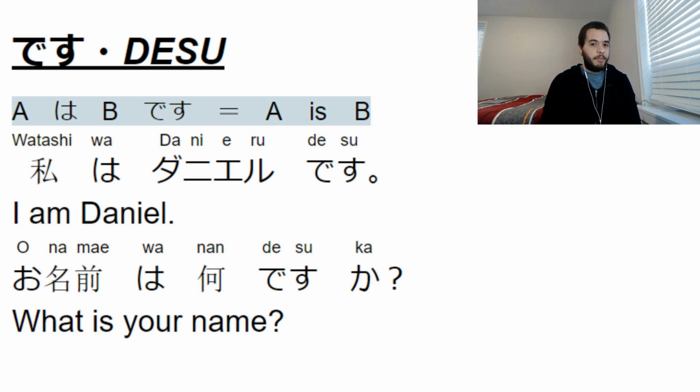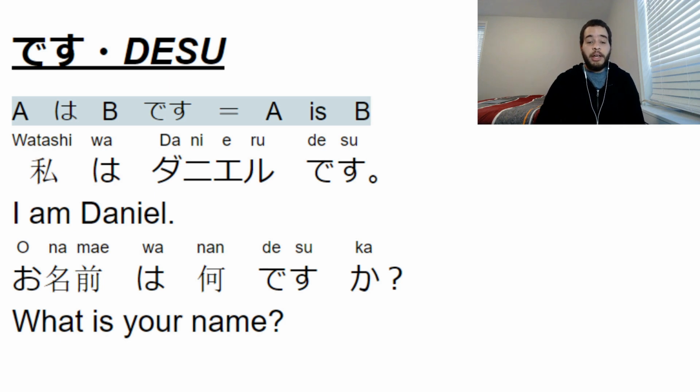So now let's take a look at the next example. We have watashi wa Daniel desu. So watashi, I. Wa is a particle marking the topic. So it's pointing at the topic of the sentence. Daniel, that's me. Desu is. You might be thinking, well, why isn't the translation I is Daniel? Well, of course, in English, we have different forms of the verb to be. We have I am, you are, he is, etc. But in Japanese, there's just one word, desu. Makes it easier, doesn't it?